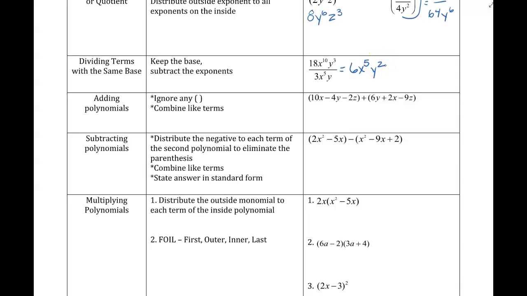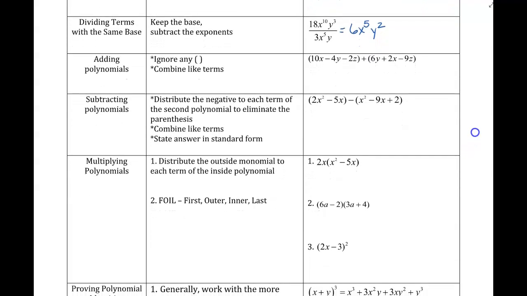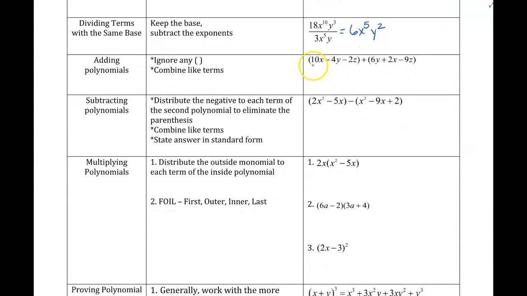When we add polynomials, we're just combining like terms. So we're adding x's to x's. I'm going to have 12x here, negative 4y and 6y, that's going to give me plus 2y. And minus 2z and minus 9z gives us minus 11z.